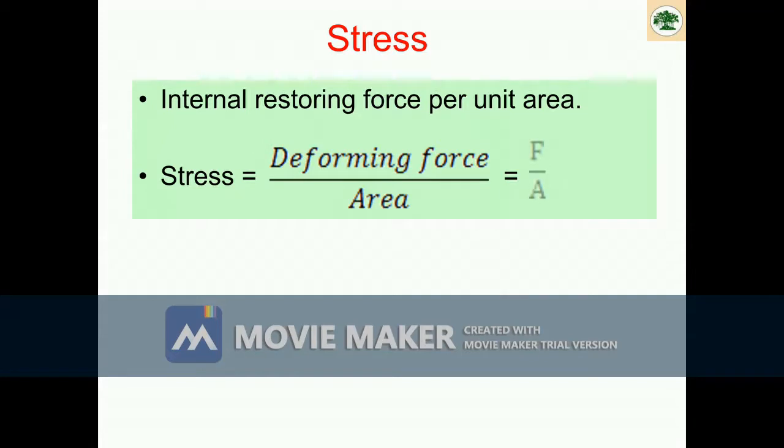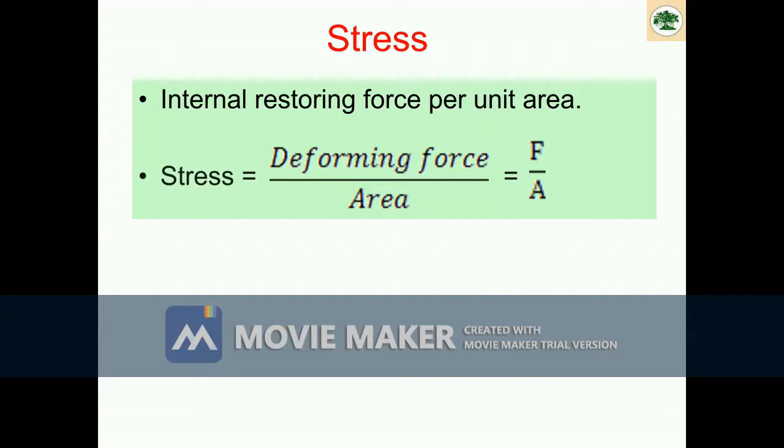Now what is stress? Stress is the internal restoring force per unit area. Internal restoring force cannot be measured. We can measure it in terms of the applied force. Therefore, we can also say stress is the applied force per unit area. This ratio is called stress. It has a unit Newton per meter square.